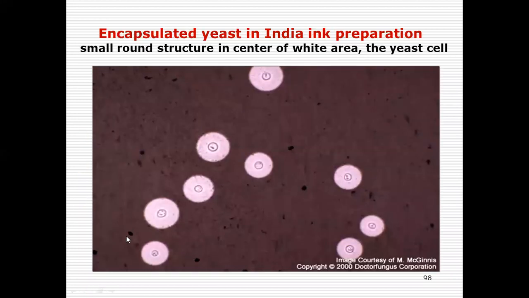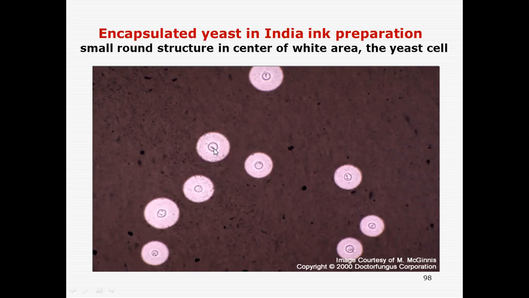Here you can see the encapsulated yeast, and this is an India ink preparation. This means the yeast cells have not been stained, but the periphery or the margins of the capsule has been stained. This is starting from here till here. This is all capsule. You can see the big capsule of the Cryptococcus neoformans.